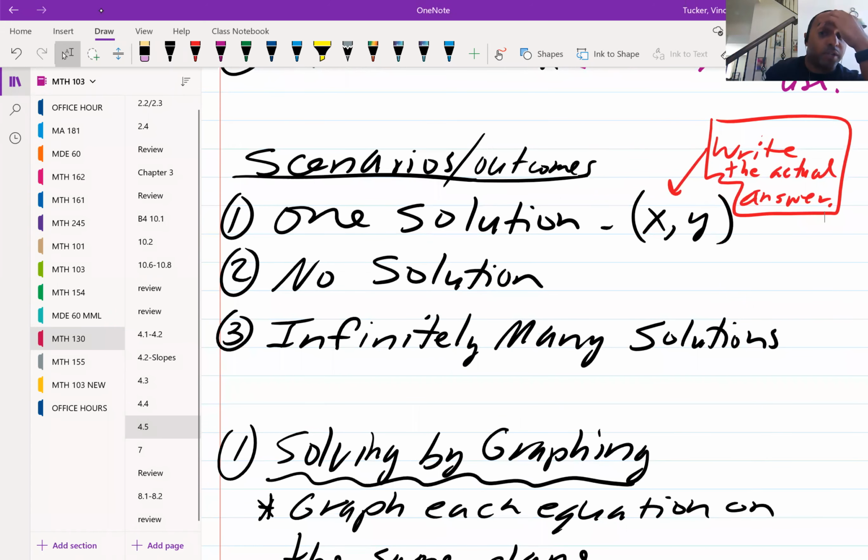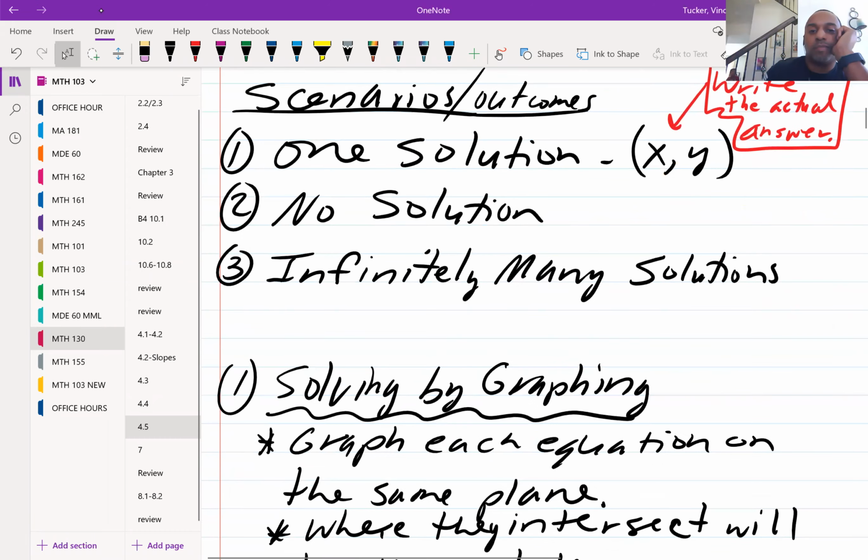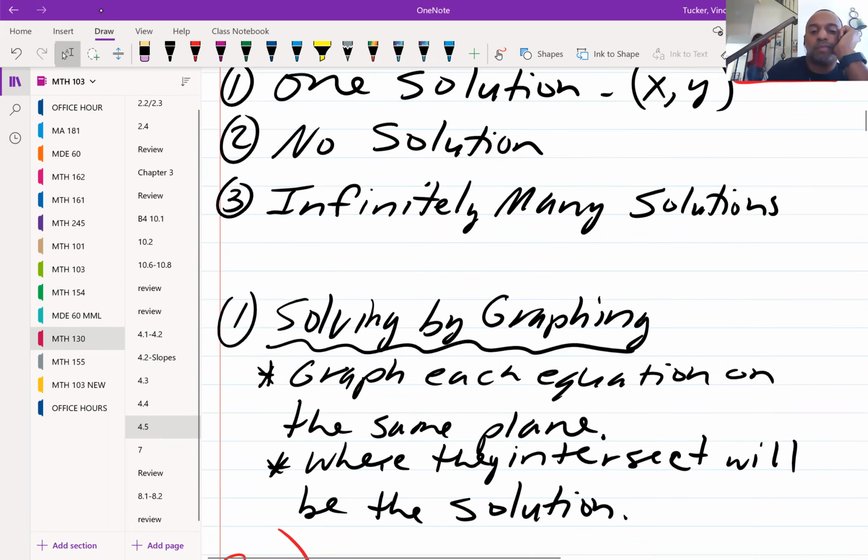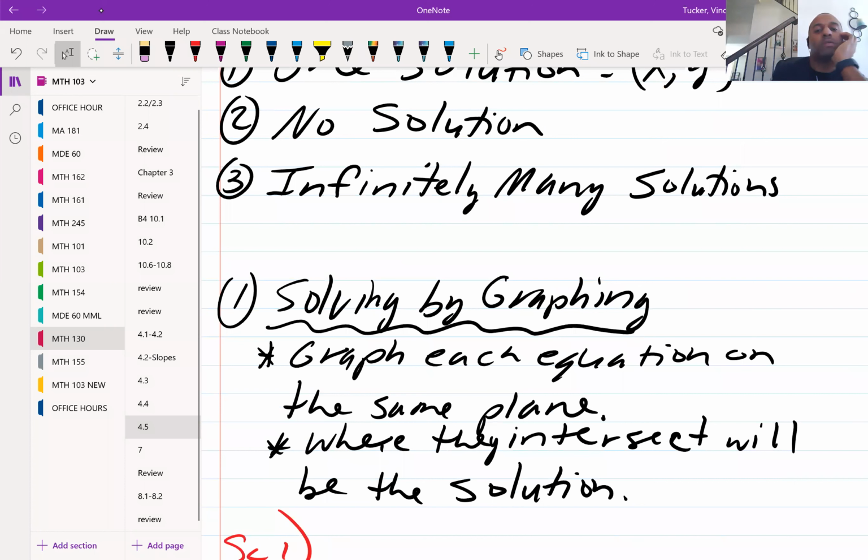Okay, so we'll look at the first scenario, the first method, solving by graphing. We're going to graph each equation on the same plane, and then where they intersect, that will be the solution.